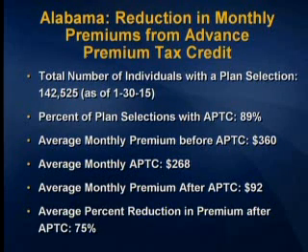The average premium before the subsidy, the advanceable premium tax credit, was $360. The average monthly APTC was $268. The average monthly premium after the tax credit was $92. So a pretty substantial reduction, 75% reduction.